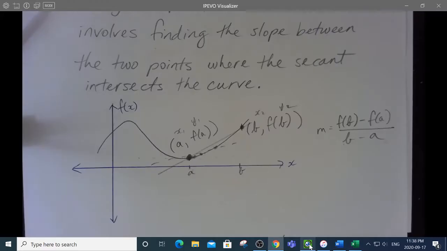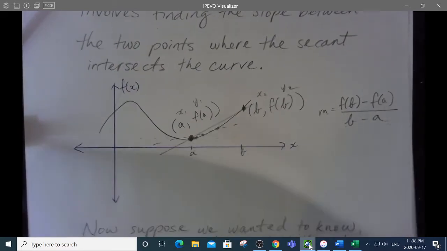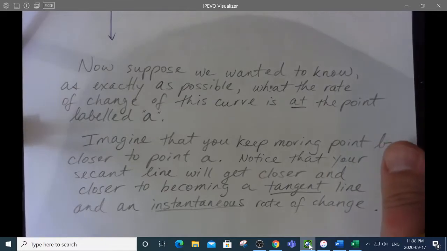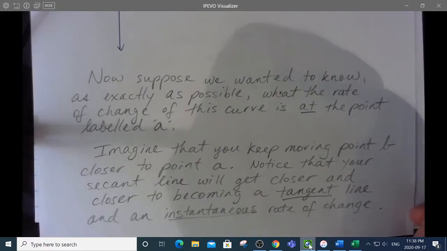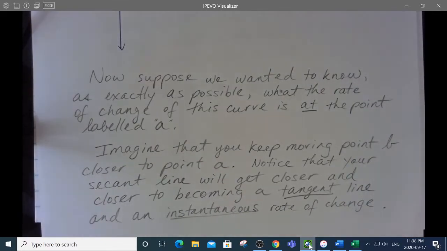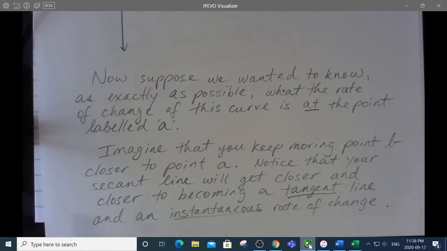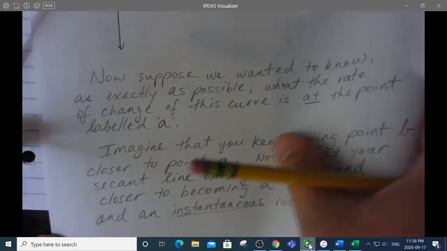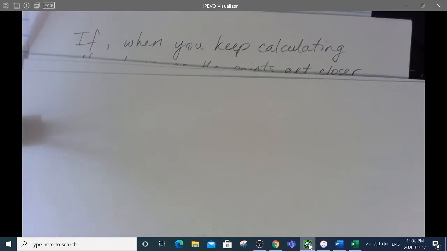Okay, back to my notes page here. So hopefully everybody finished to the end of there. So imagine that you keep moving a point B closer and closer to A. Notice that your secant line gets closer and closer to becoming a tangent, and then that tangent is what you call the instantaneous rate of change. Now, only one more page of writing words, I promise. Then we can do some mathy stuff.